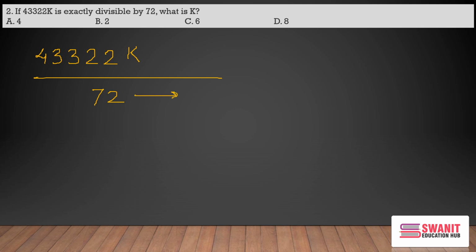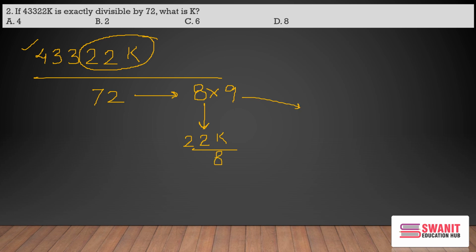if a number is divisible by 72, it must be divisible by its factors also. So it should be divisible by 8 and 9 also, because 9 8s are 72, and hence this number should be divisible by 8 and 9 separately. Also, the divisibility test for 8 says the last 3 digits should be divisible by 8, which means 22k should be divisible by 8. Also, the divisibility test for 9 says the sum of the digits should be divisible by 9. So by applying both these rules, I can easily get the value of k.